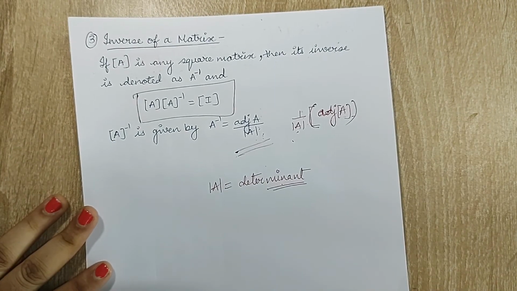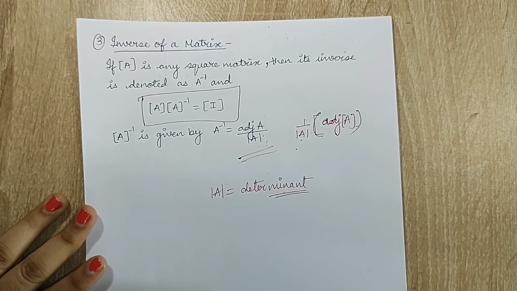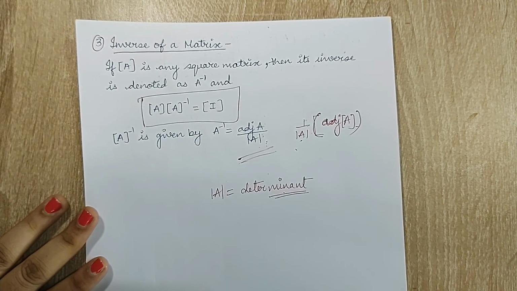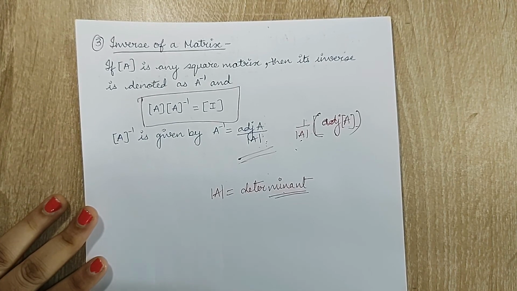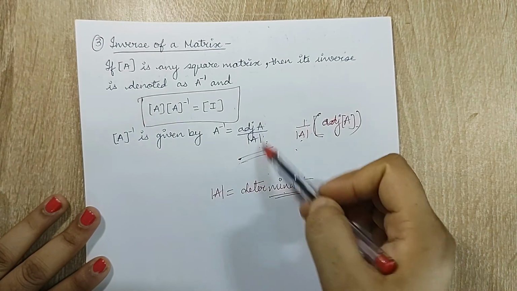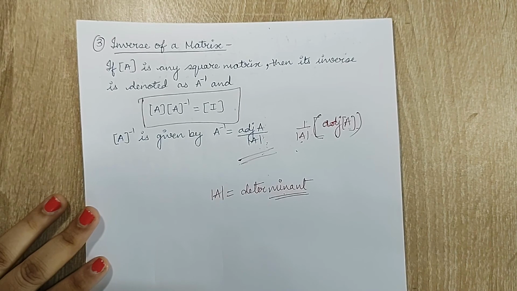So with this, I end this session. In the next session, we will discuss another technique for calculating the inverse of a matrix. In case the matrix becomes more than 3 by 3, it becomes very difficult to solve by these formulas. So I'll show you another method which is called the Gauss elimination method.